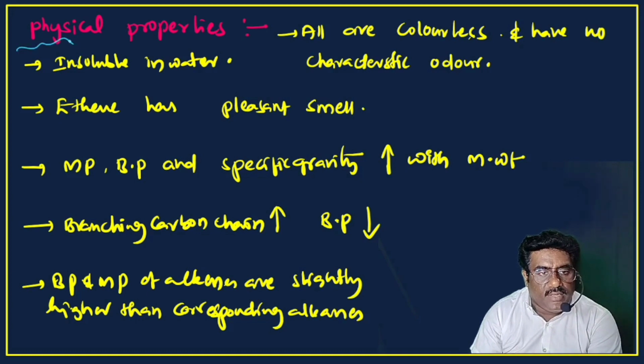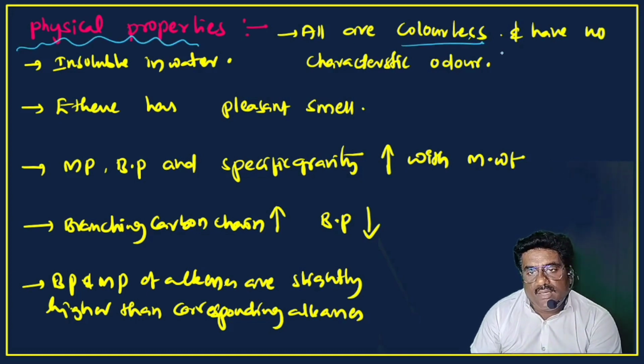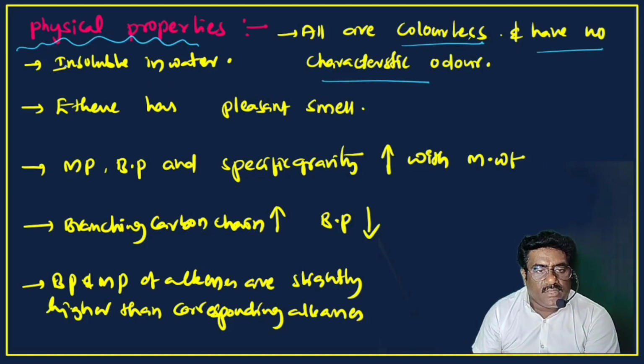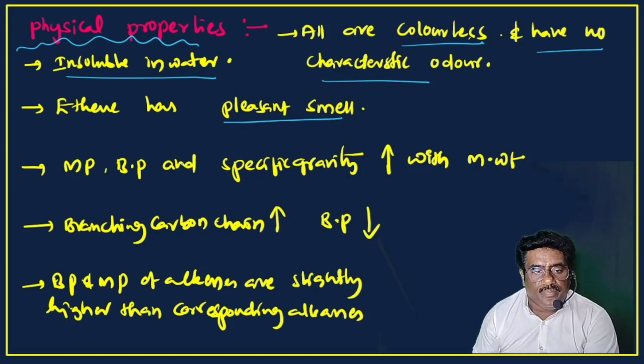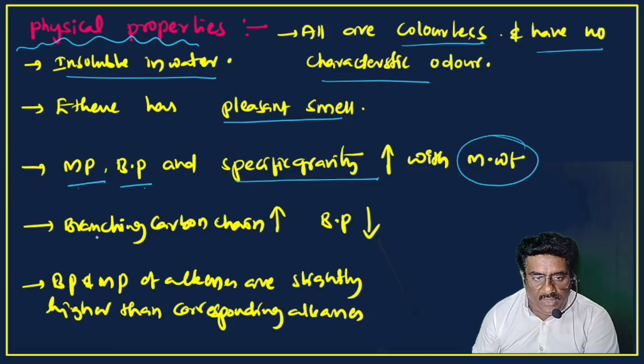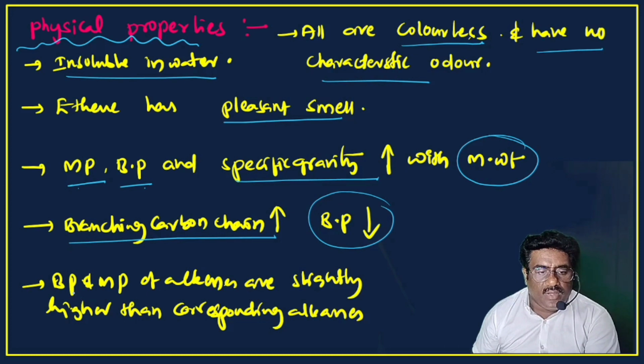Physical properties of alkenes. Generally, alkenes are colorless, have no characteristic odor, and are insoluble in water but soluble in organic solvents like benzene and carbon tetrachloride. Ethene has a pleasant smell. Melting point, boiling point, and specific gravity increase with molecular weight. As branching of carbon increases, boiling point decreases. Melting and boiling points of alkenes are slightly higher than the corresponding alkanes.